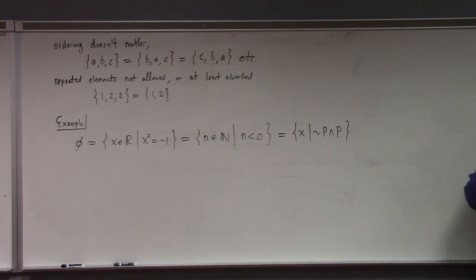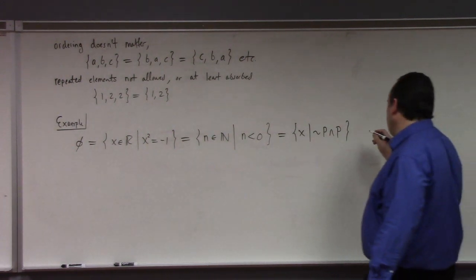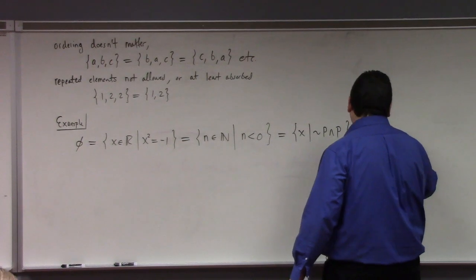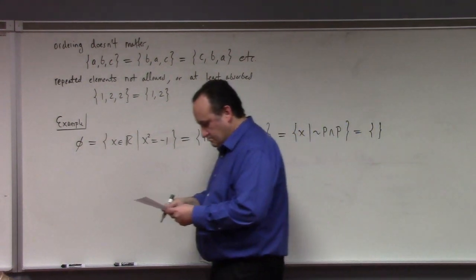So all of these conditions are not satisfied. There's no element that satisfies the condition, right? The condition in these set builder sets, they're all false categorically. So these are all the empty set. Another notation for the empty set, of course, is just brackets like that.